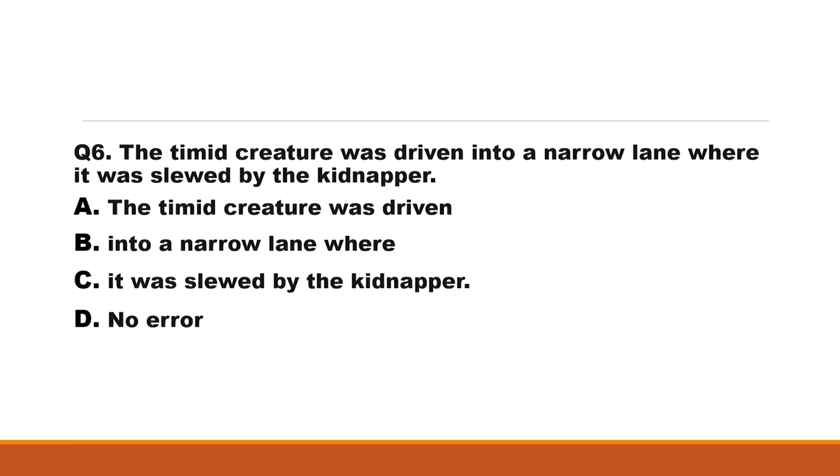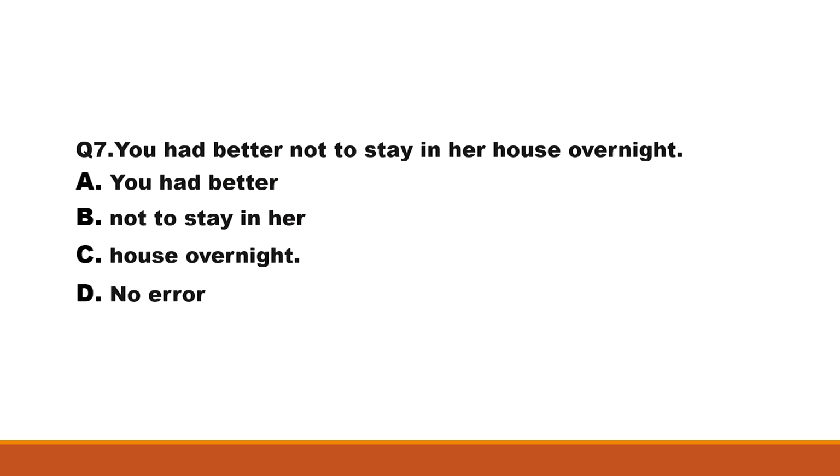So, is it done? Let us tally. The timid creature was driven into a narrow lane where it was slewed by the kidnapper. The error lies in option C. Slewed is wrong. Verb's third form of slay is slain. Hence, the correct sentence should be the timid creature was driven into a narrow lane where it was slain by the kidnapper. Slewed is wrong. Now, moving on, solve this question.